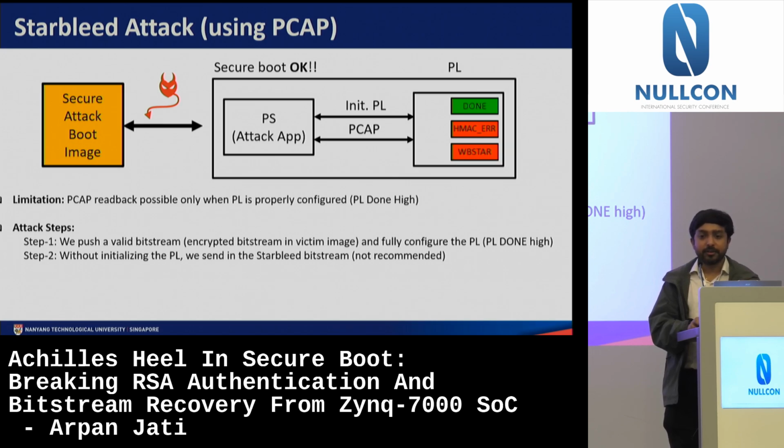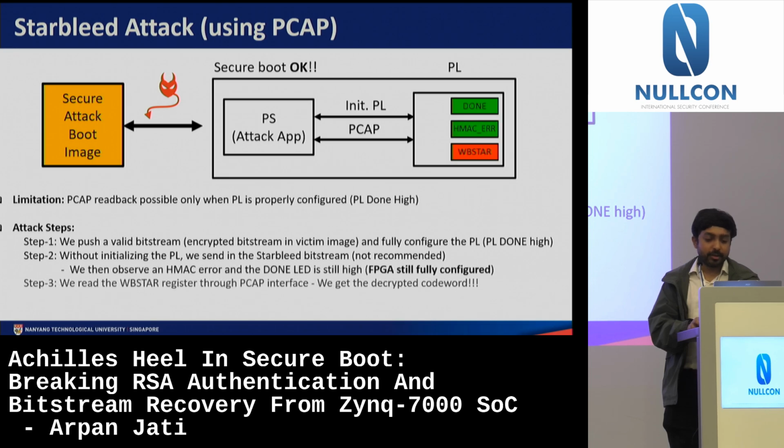That's the critical part, and it took several months, like 5-6 months, to understand this: even if everything is correct, it will not work. First you have to make the done signal high, and then after the done is high, you can put a bad bitstream, and it will execute only once, and then you have to restart. So this is the critical part of the attack. Once it is done, the WBSTAR will update with the actual value that you want, and then word by word we can recover the complete image.